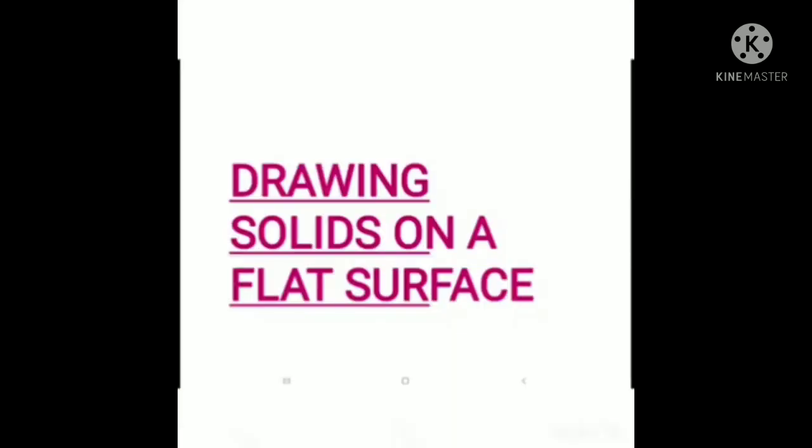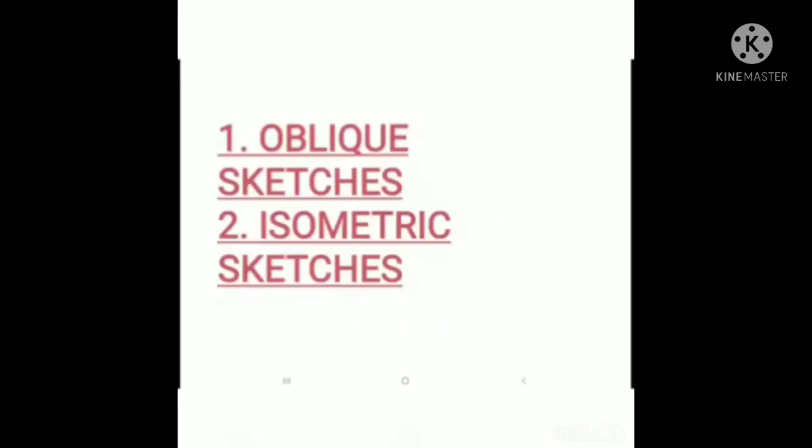Drawing solids on a flat surface. That means we have studied different types of solids. How can we draw these solids on a flat surface? So consider the solid cube. There are two methods for drawing, that is drawing an oblique sketch and drawing an isometric sketch. So what is an oblique sketch and what is an isometric sketch? That I will tell you now.